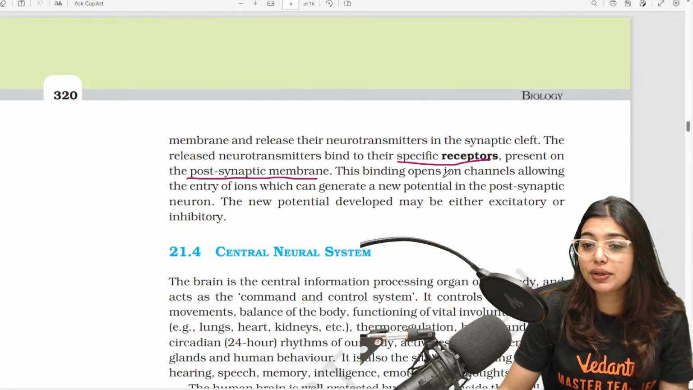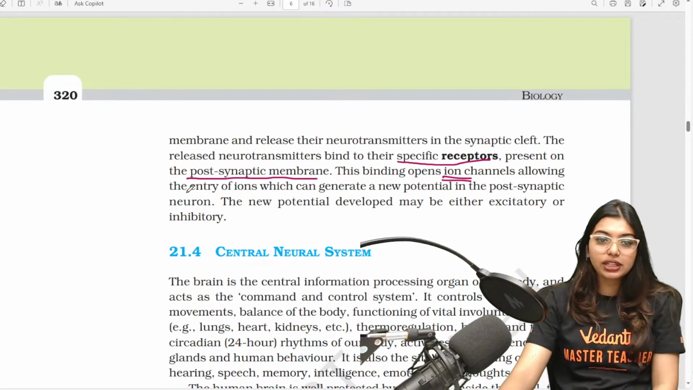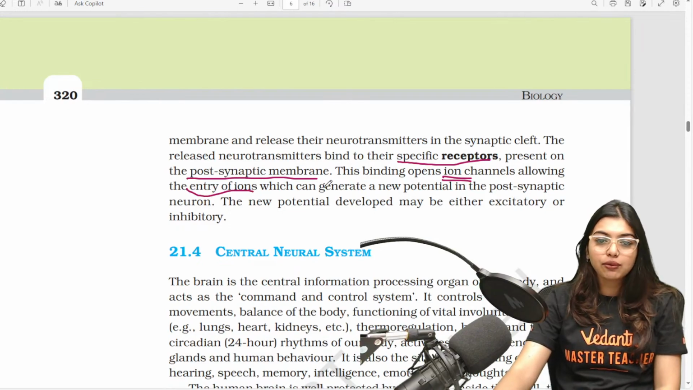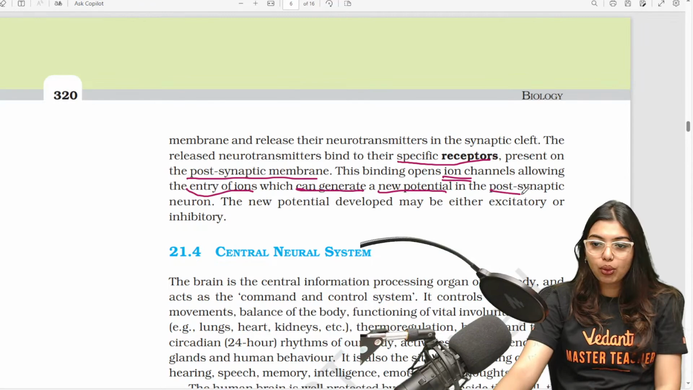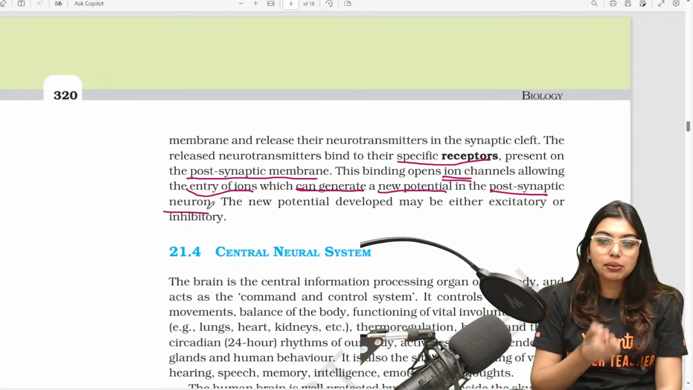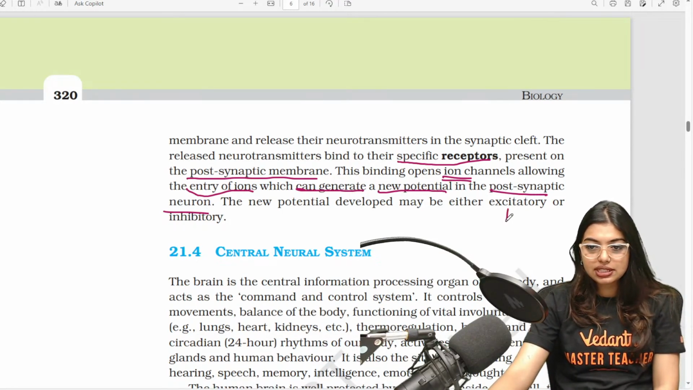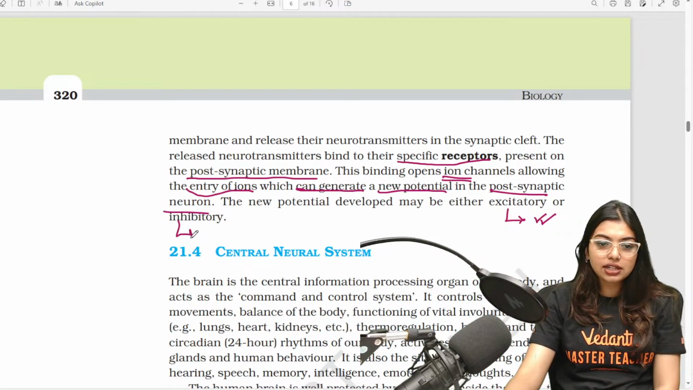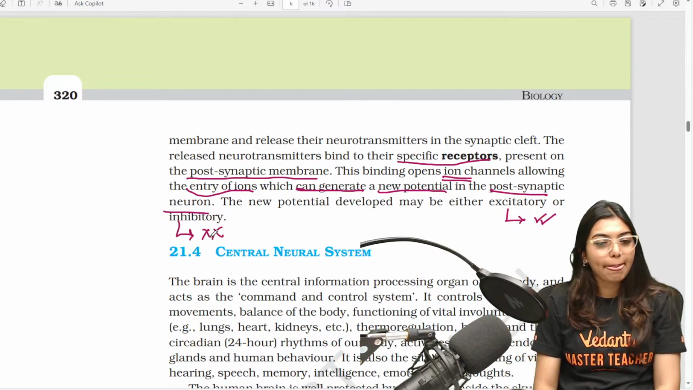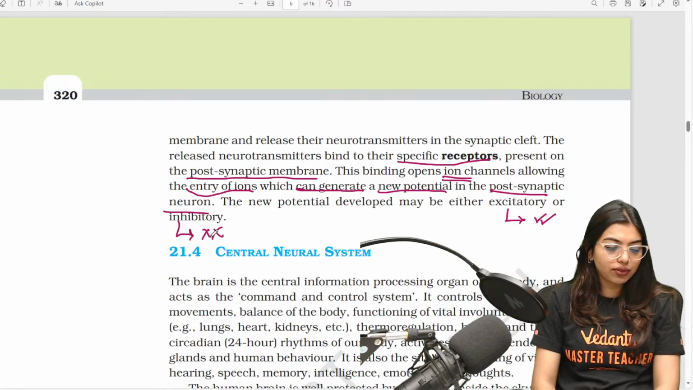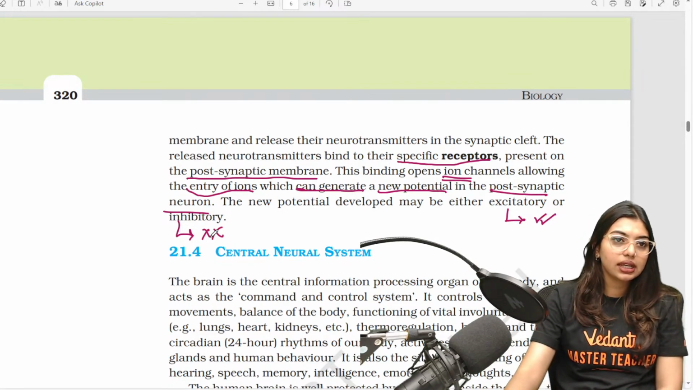This binding opens ion channels, allowing the entry of ions, which can generate a new potential in the postsynaptic neuron. The new potential developed may be either excitatory or inhibitory. Excitatory means that is going to continue the reaction. Inhibitory means that is going to stop the reaction. Got it, all of you? Clear or not so far?